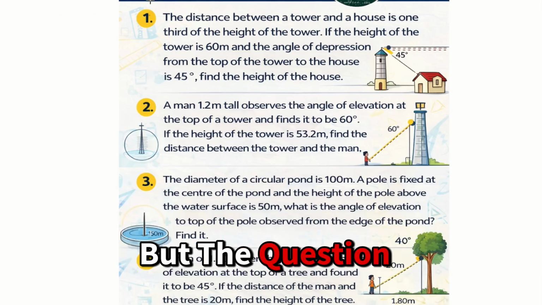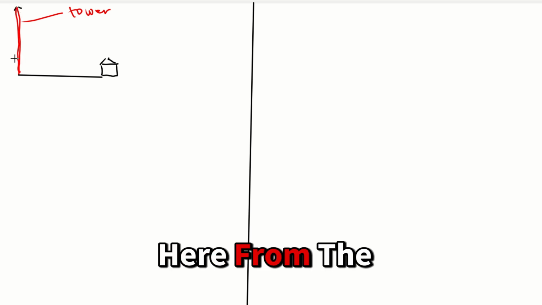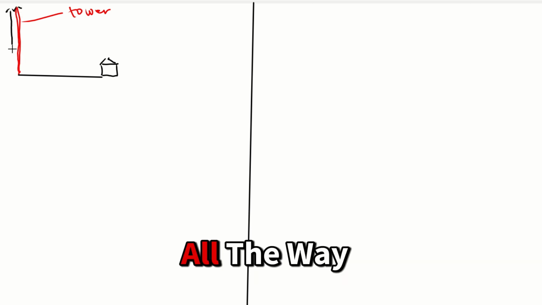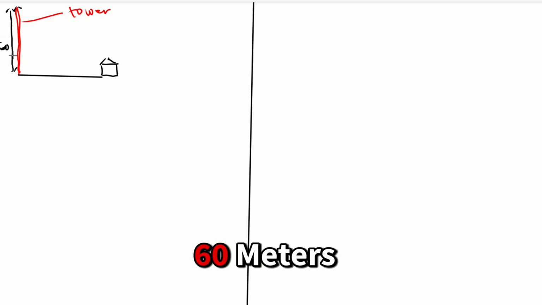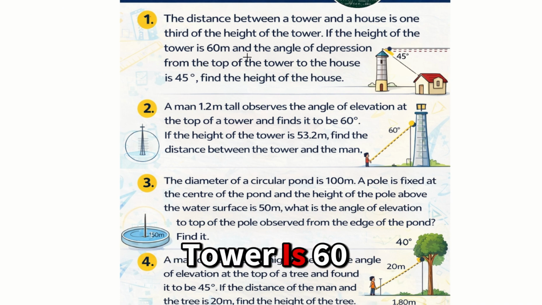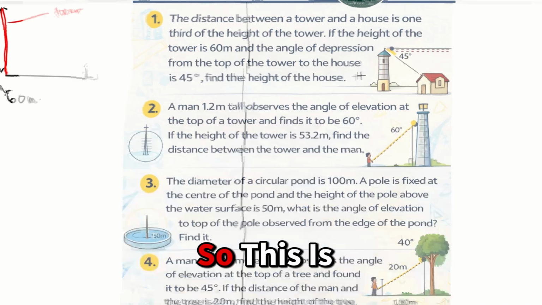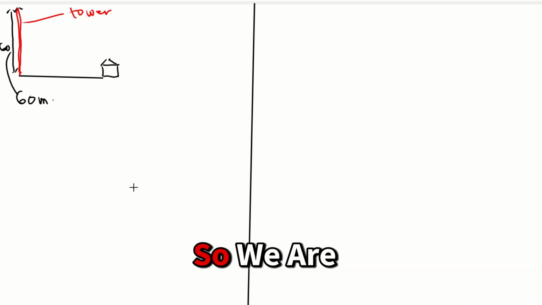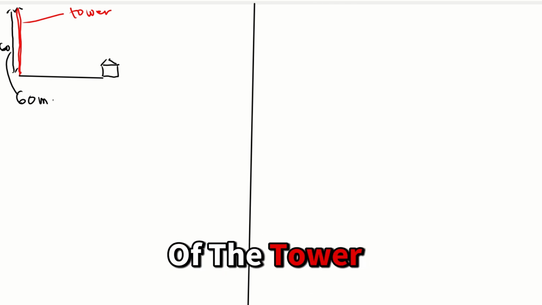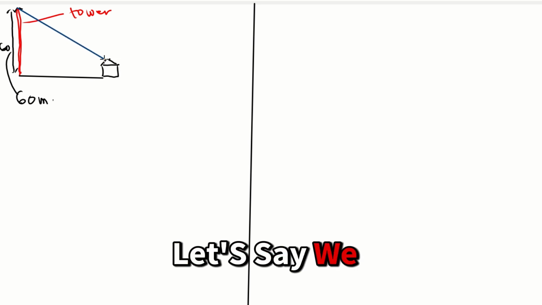But the question proceeds to say the height of the tower is 60 meters. So the height from the top over here all the way to the bottom over here is 60 meters. If the height of the tower is 60 meters and the angle of depression from the top of the tower to the house, so this is where the house is, we sketch from the top of the tower to the house. So let's say we are meeting our house here.